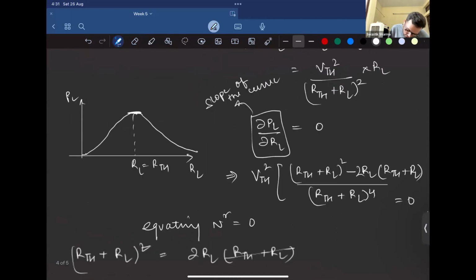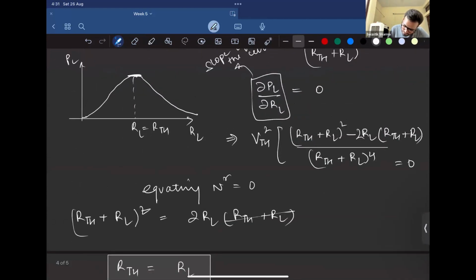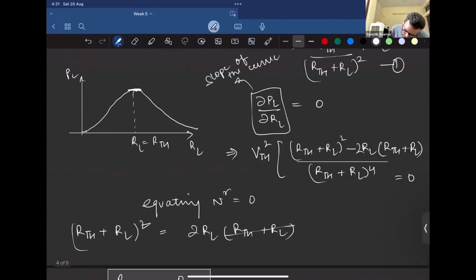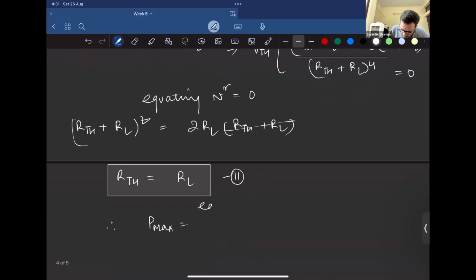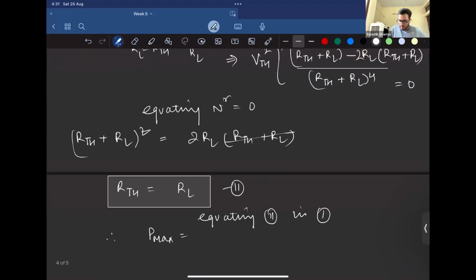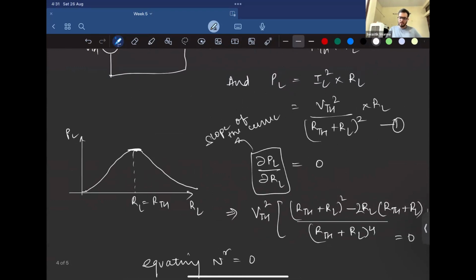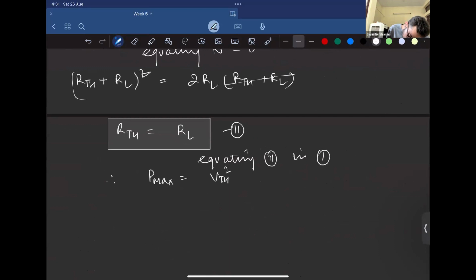So let's find out what's the maximum value. PMax is what? Equating 2 in 1. So what is it? VTH square upon 4 RTH square, into RTH. Okay, so it's VTH square by 4 RTH, right? So that's how we find the maximum power transfer.